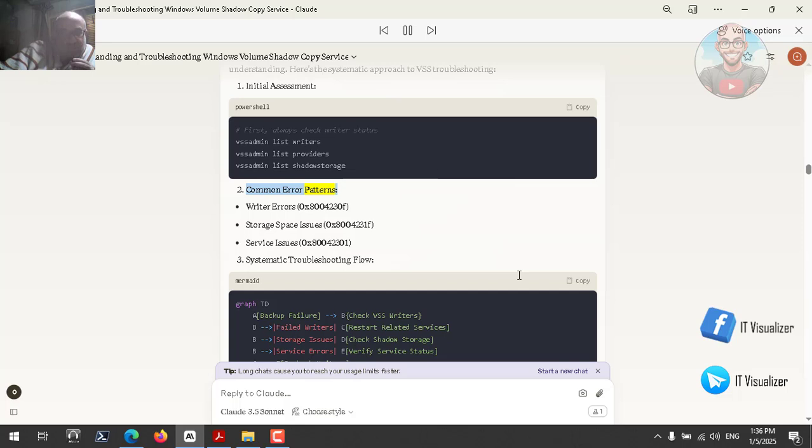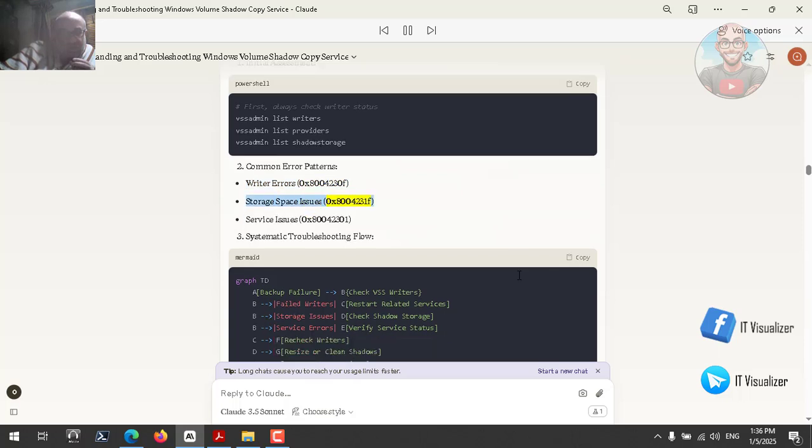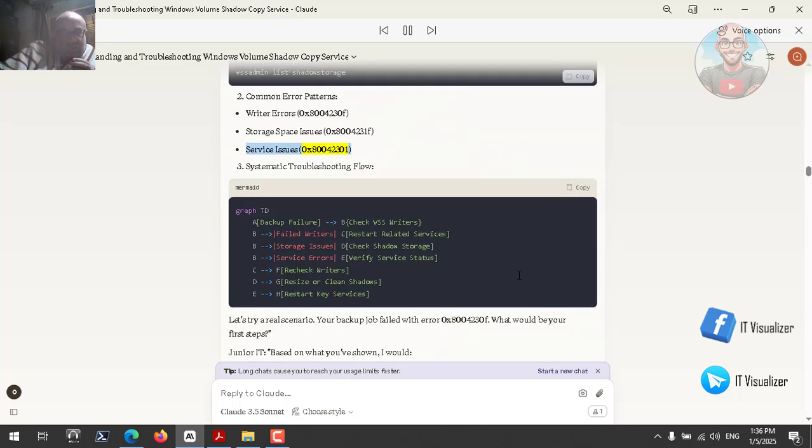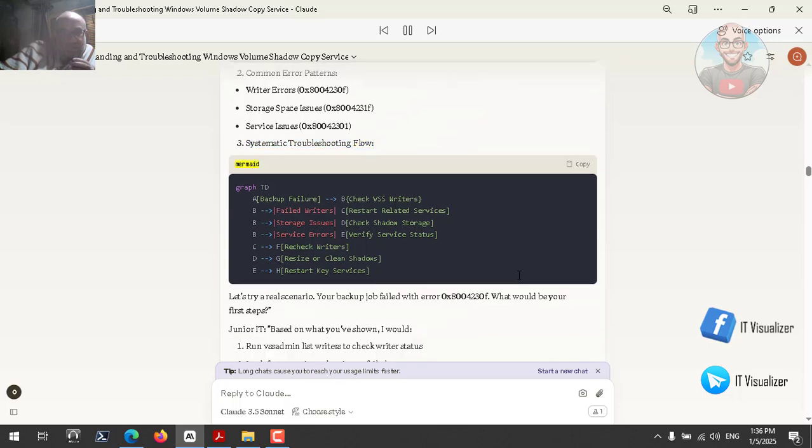Common error patterns. Writer errors: 0x8004230F. Storage space issues: 0x8004231F. Service issues: 0x8004231. Systematic troubleshooting flow, Mermaid.